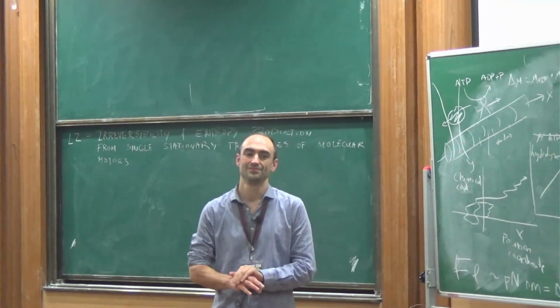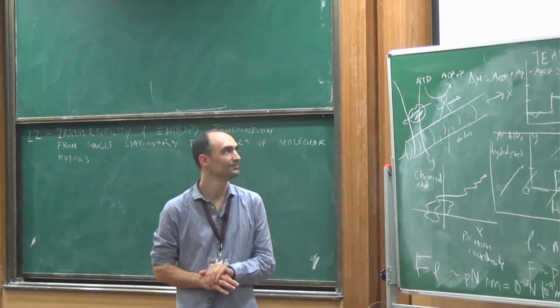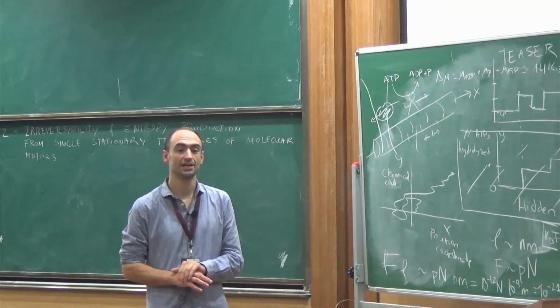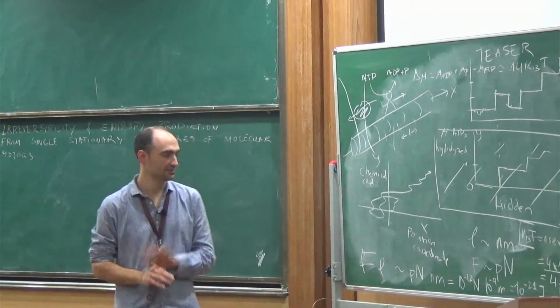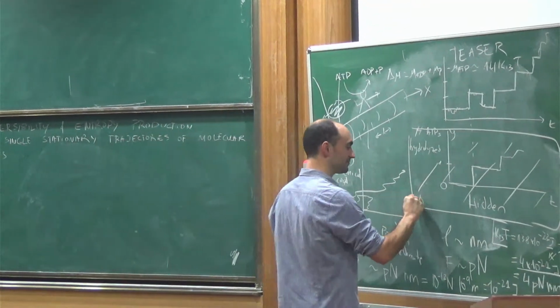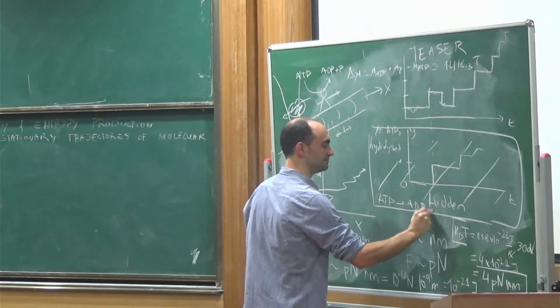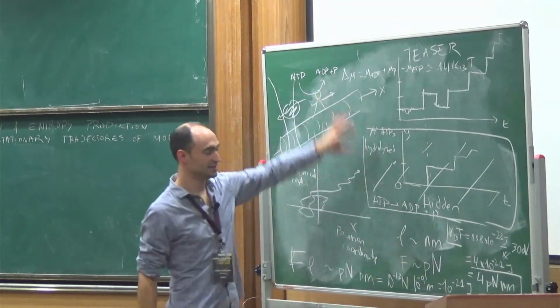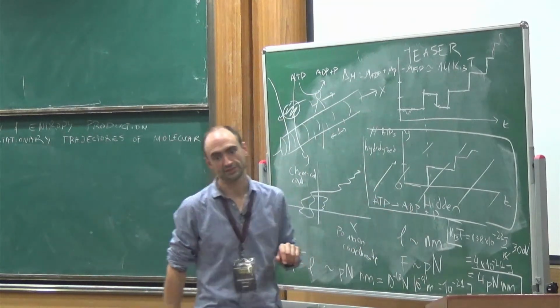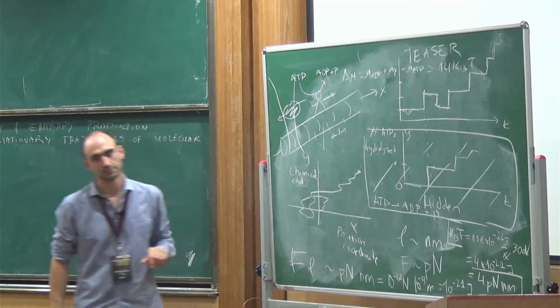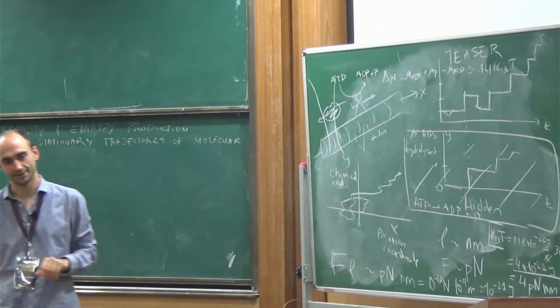So should it be ATP minus ADP plus P? No, this is the chemical reaction going from ATP to ADP plus P. So this is the free energy of the product minus the free energy of the reactant. So what excess ATP is still there even after hydrolysis? Exactly.